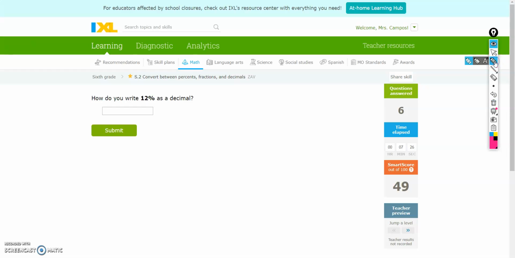12% as a decimal. So we have 12%. I'm going to do the circles since I'm going to be using a decimal point. Decimal's at the end, so I need to move it 2 to the left. So I have decimal 12.